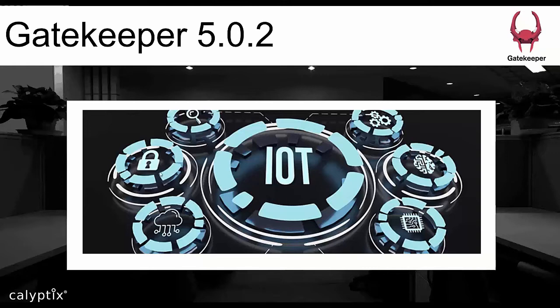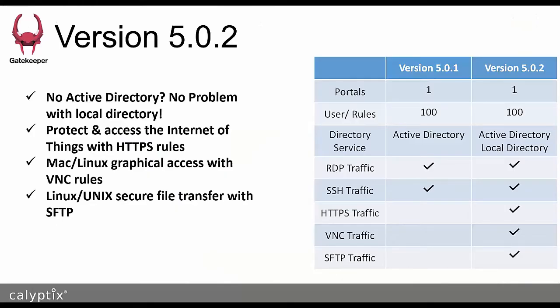So now we're going to jump into 502. This represents a new release that we're in the final stages of QA testing, and we're eating our own dog food here and working on it. In it, we have taken the initial feedback that we've gotten with 5.0 and the initial rollout of Gatekeeper to expand this functionality as far and as wide and as deep as we can. If you'll note here in the table, we have the concept of the portals that I mentioned. Both versions have one, and 100 user rule combinations.